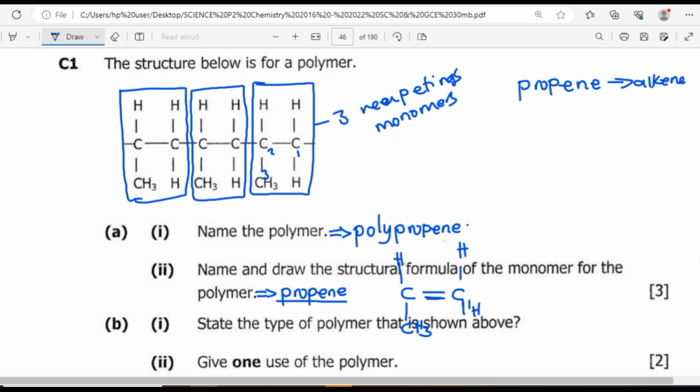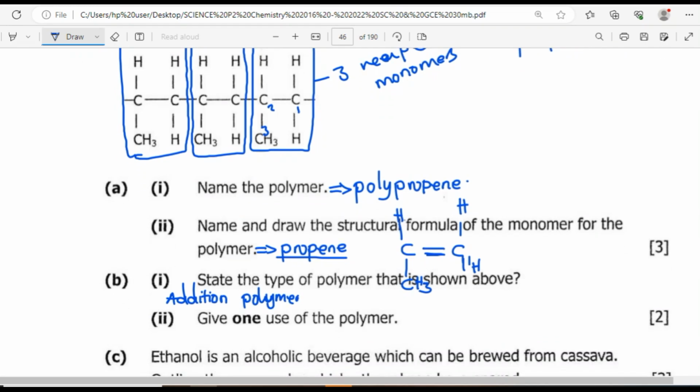Then state the type of polymer that is shown above. So the type is addition. How do you know that it's addition? All alkenes form addition polymers. So during their polymerization, water is not formed. Then give one use of the polymer. So these polymers can be used to make plastics.